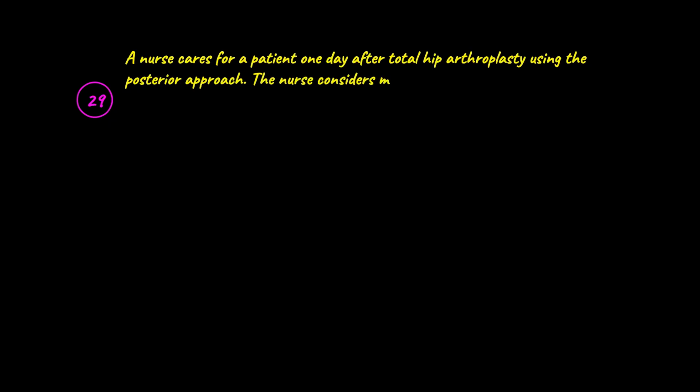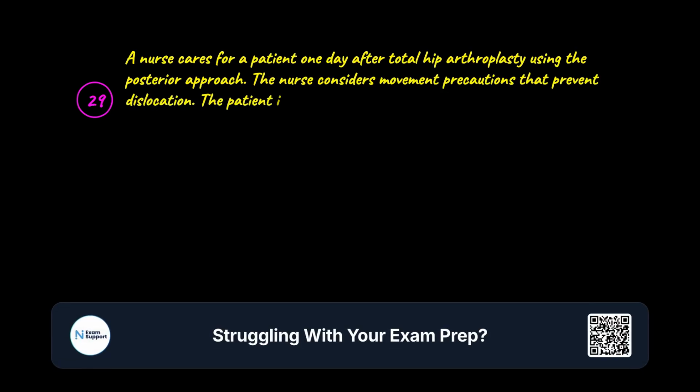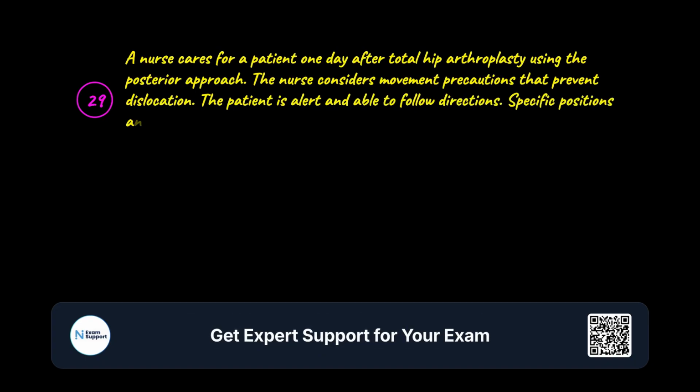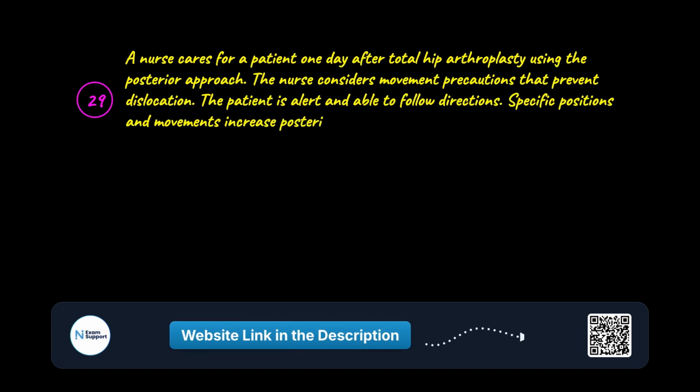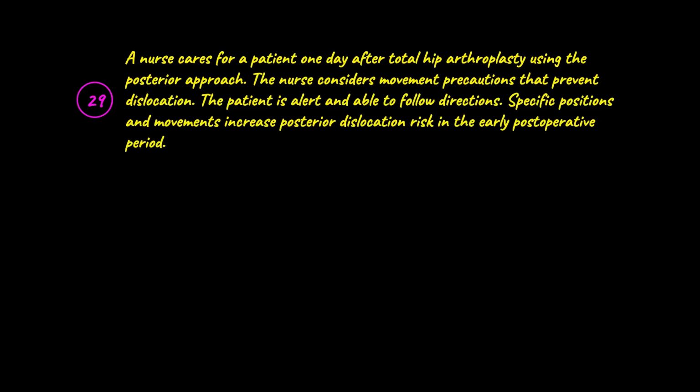Question 29. A nurse cares for a patient one day after total hip arthroplasty using the posterior approach. The nurse considers movement precautions that prevent dislocation. The patient is alert and able to follow directions. Specific positions and movements increase posterior dislocation risk in the early post-operative period.